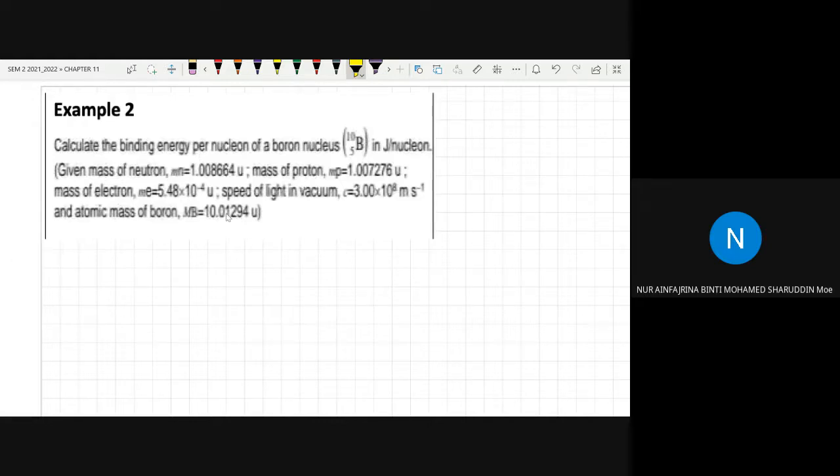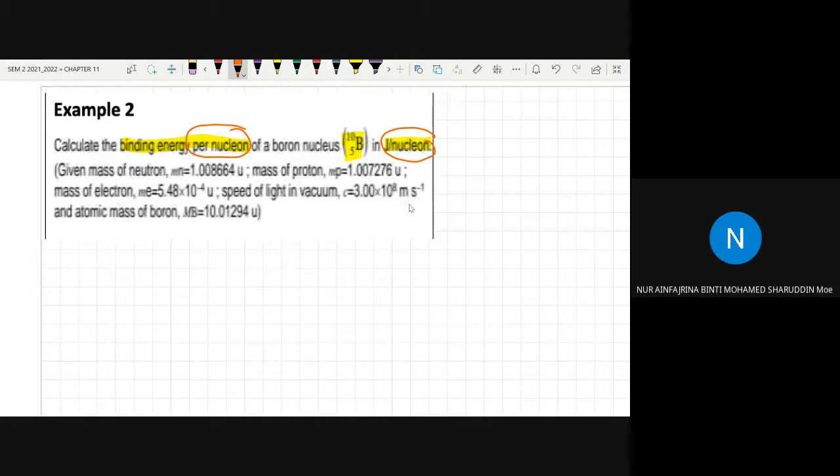Okay, calculate the binding energy per nucleon of a boron nucleus, in joule per nucleon. Highlight the words per nucleon, very, very important. See, the question asks for joule per nucleon. So don't give the answer in mega electron volt, because it asks for joule per nucleon.